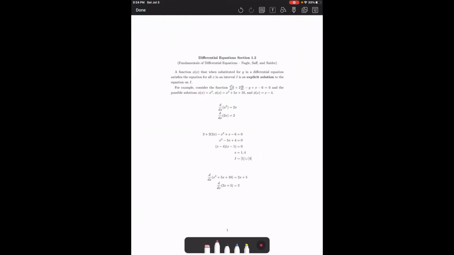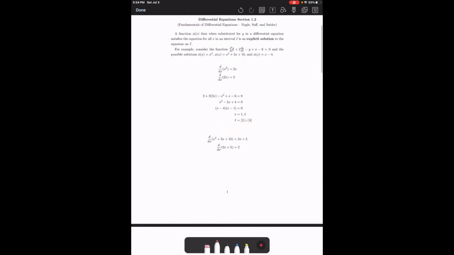This video will be on section 1.2. We are going to start finding solutions to differential equations. So a function phi of x that, when substituted for y in a differential equation, satisfies the equation for all x in some interval is an explicit solution to the equation.